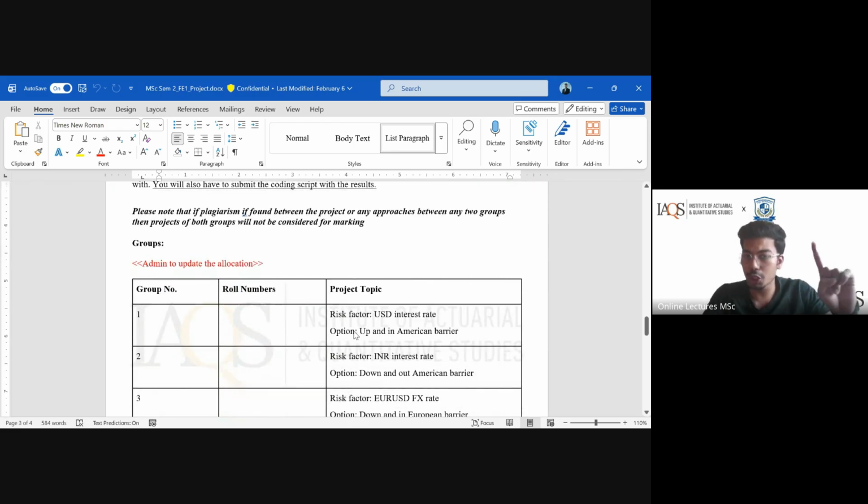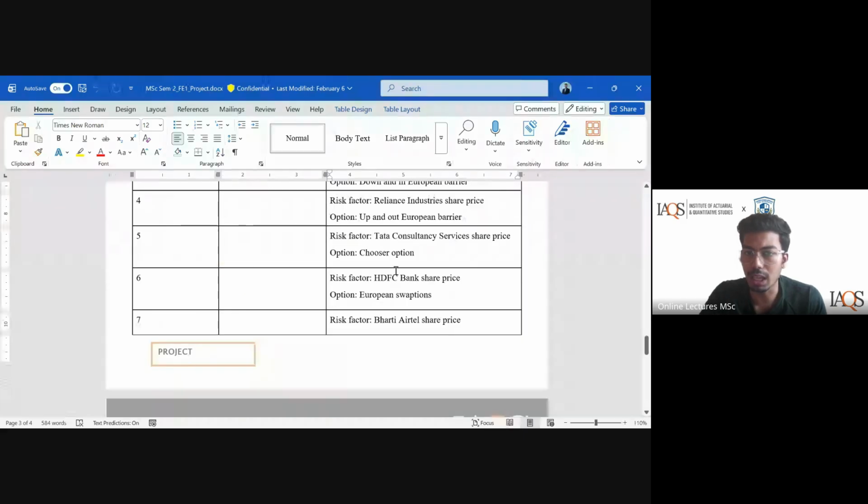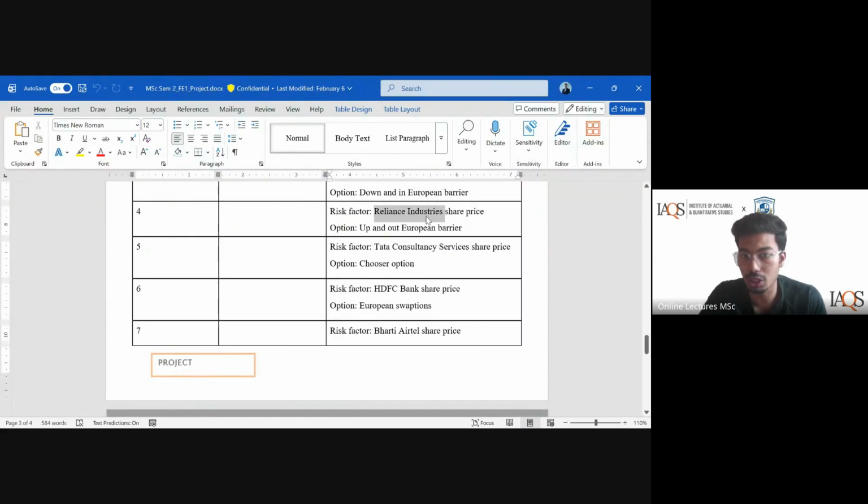Whatever is your first allocation, whatever is your risk factor, that is the underlying that you will assume for your option. So for example, if I have Reliance Industries as my first part, in the second part the underlying risk factor for the option will be Reliance Industries. All right. So whatever is your first part risk factor is what you'll assume to be your underlying asset for your option.